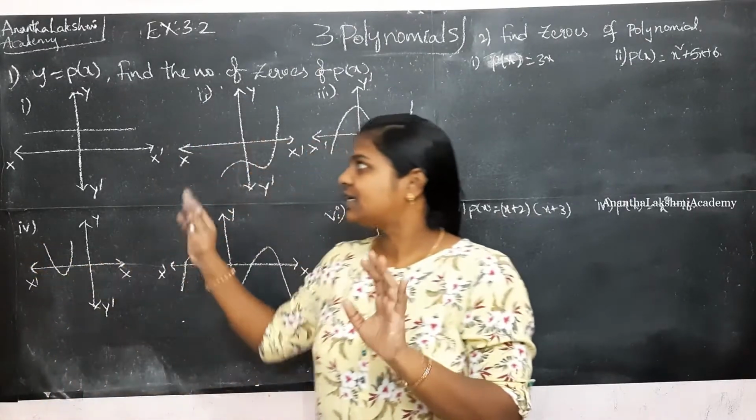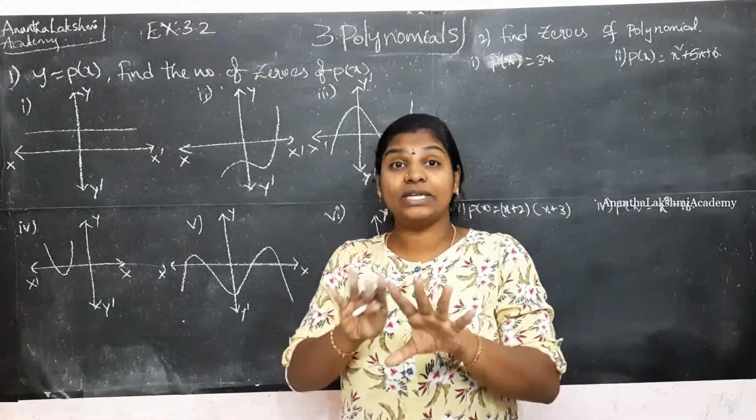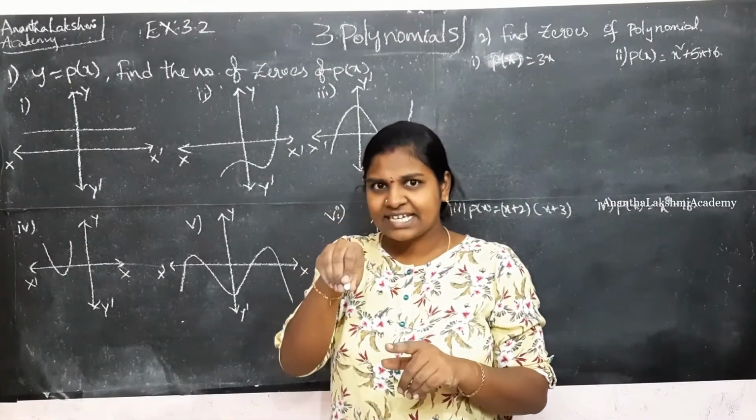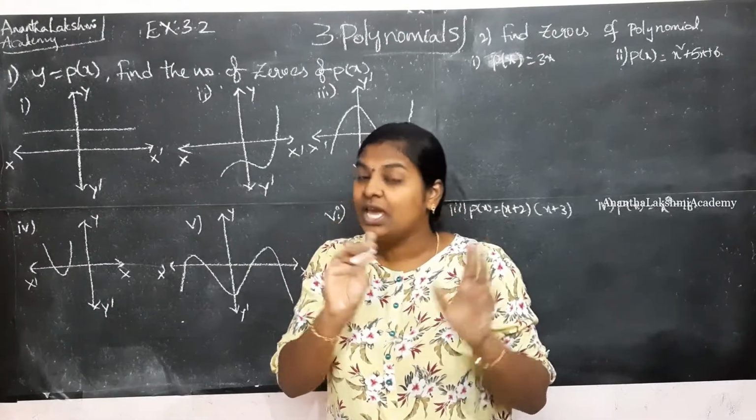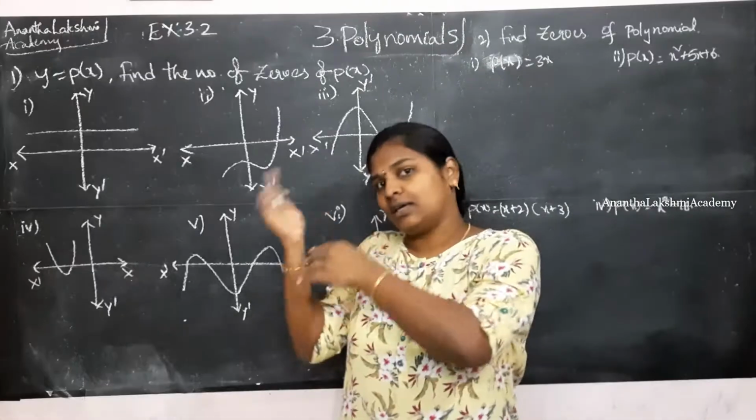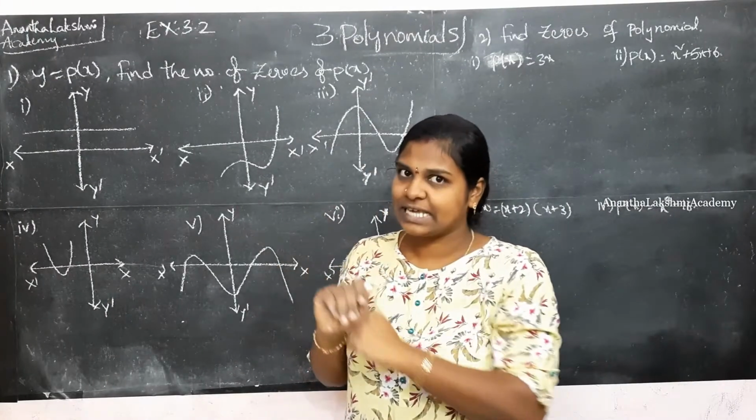Now here within the graphs there are no points given. They are just asking us to figure out how many zeros there are. What is a zero? When the graph cuts the x-axis at a point, that is considered as 1 zero. If the graph is cutting the x-axis at more points, then you can count those numbers and give the result. All right, so let's do the same in this.